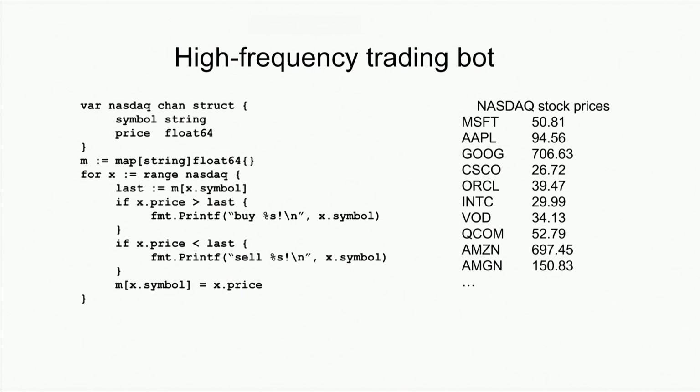So the way we're going to do this is we're going to get a feed from NASDAQ of every trade on the NASDAQ stock exchange as a channel. And this channel is going to have the symbol of the stock and the current stock price. And then we're going to have a map, and what this map is going to do is keep track of the last price we saw for every stock. So we get a new trade from the NASDAQ stream. We look up what the last price is for that symbol. And if the current price is bigger than the last price, that means the price of that stock is going up, and we're going to buy. So we issue a buy order if that's the case. If the current price is less than the previous price, then we issue a sell order. And then finally, we keep track of what the last price we saw is by updating the map.